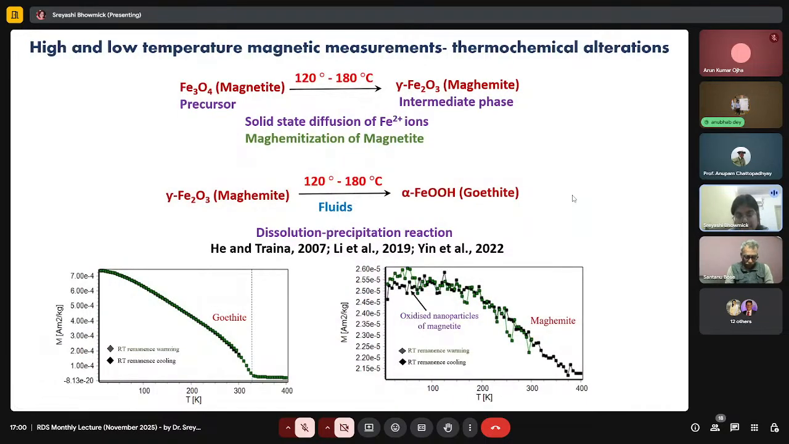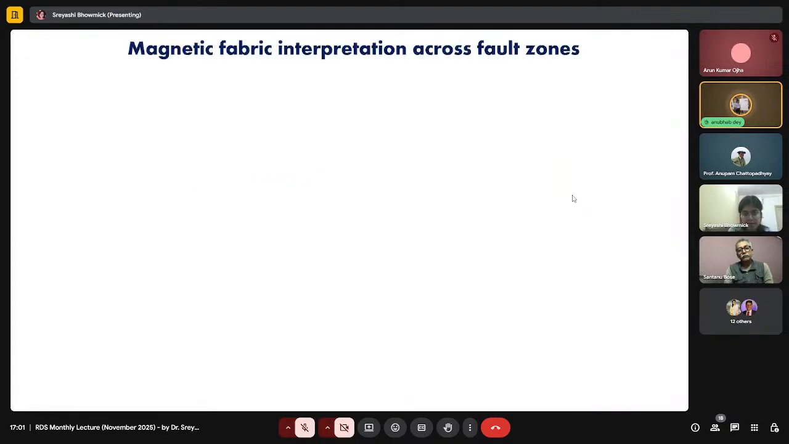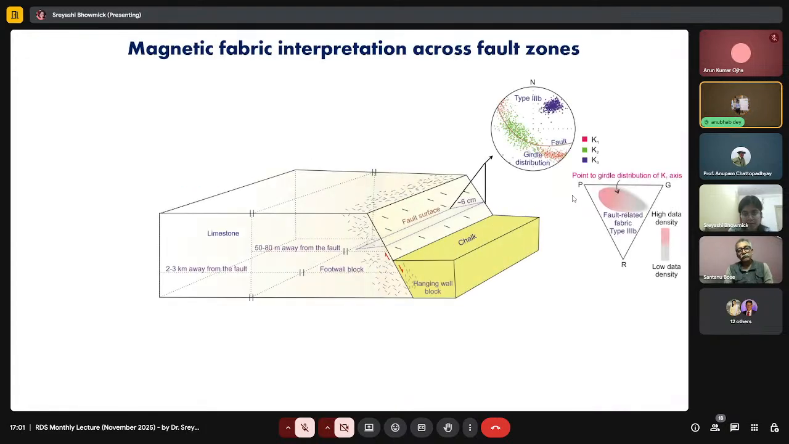Okay, okay. And the second question I had was, because I don't know a lot about the AMS part, you showed the distribution of points along a point or girdle or clusters. So I could not understand how the distributions are formed.